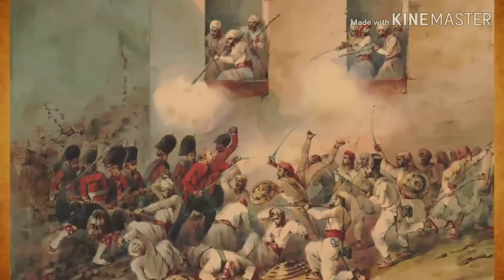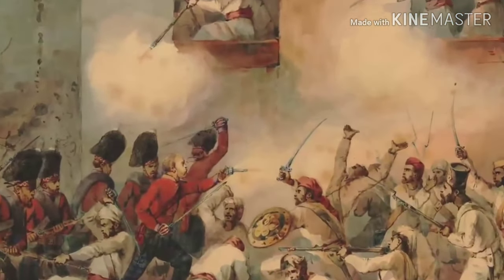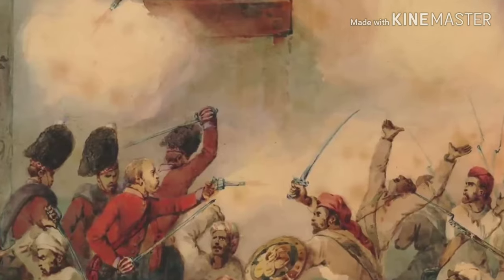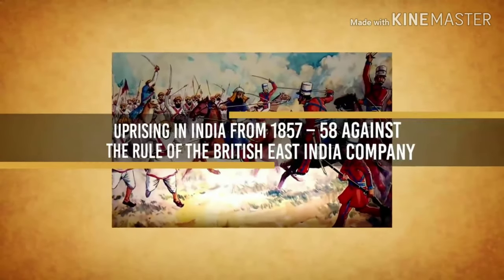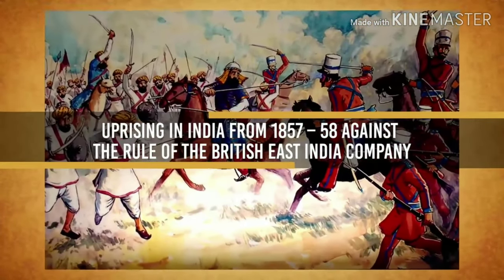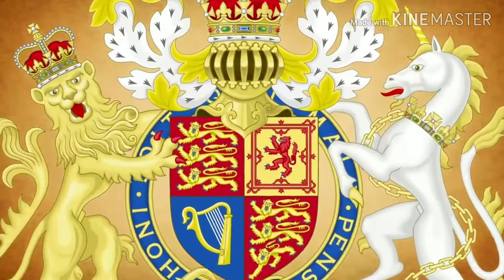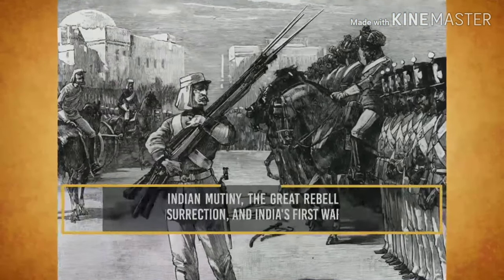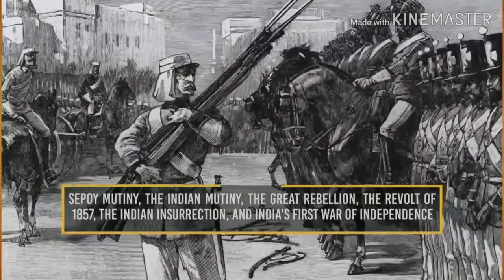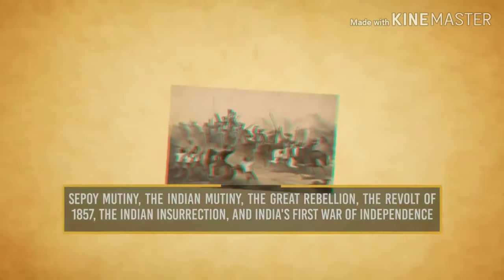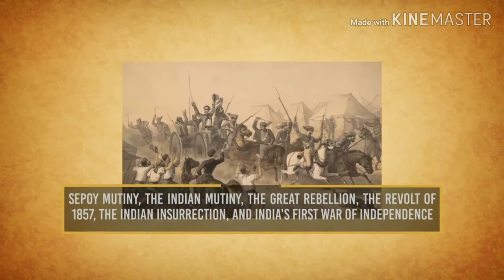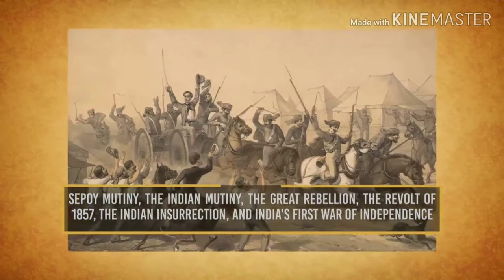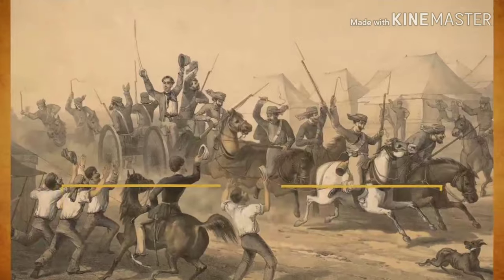The Indian Rebellion of 1857 was a major but ultimately unsuccessful uprising in India between 1857 to 58 against the rule of British East India Company, which functioned as a sovereign power on behalf of the British Crown. The event is known by many names, including the Sipahi Mutiny, the Indian Mutiny, the Great Rebellion, the Revolt of 1857, the Indian Insurrection, and India's First War of Independence.